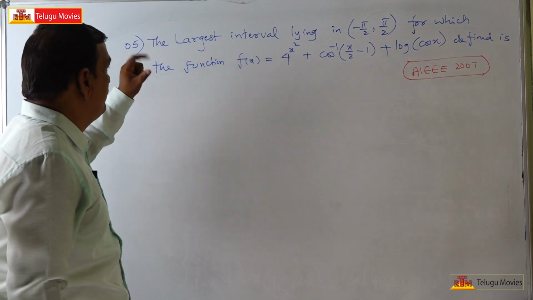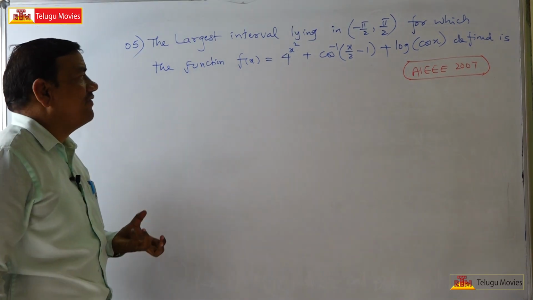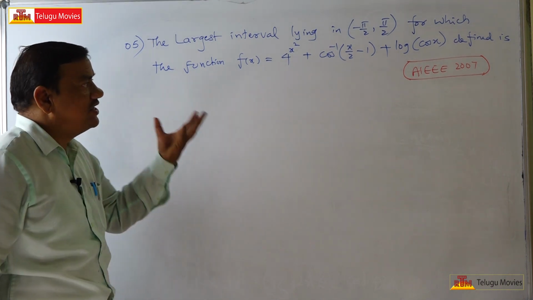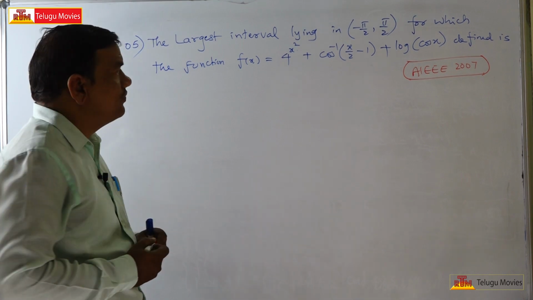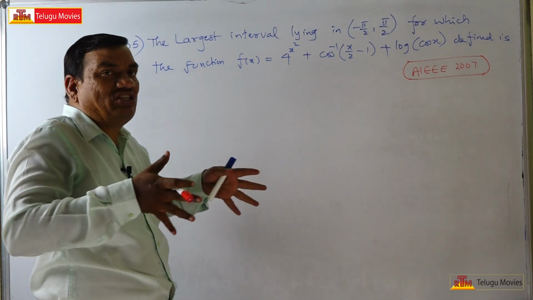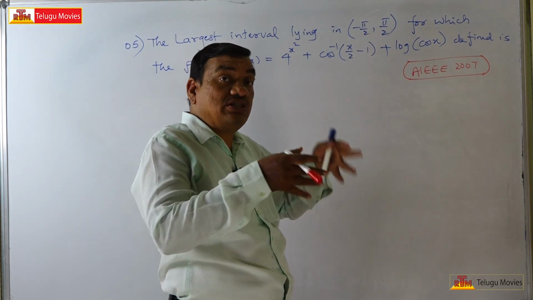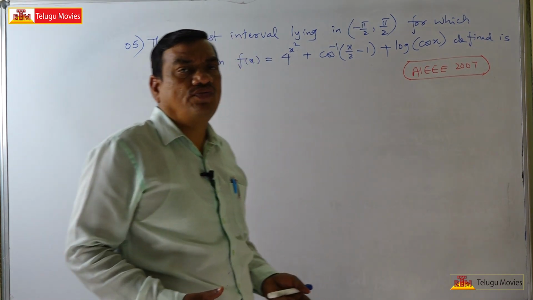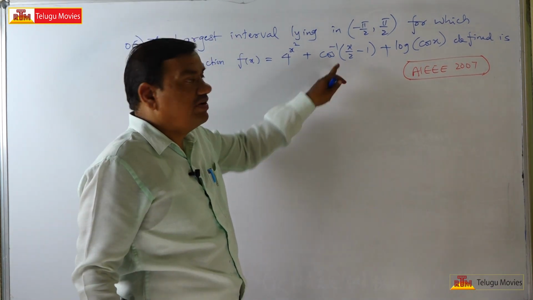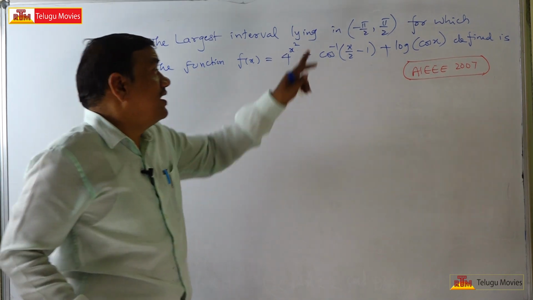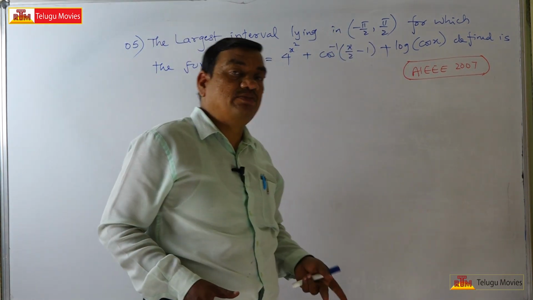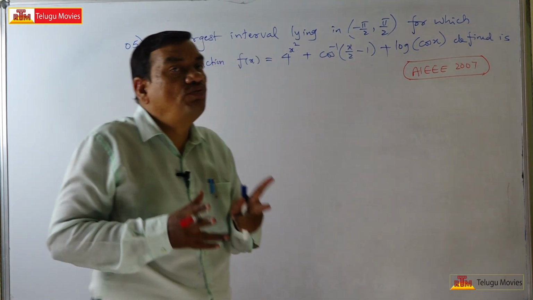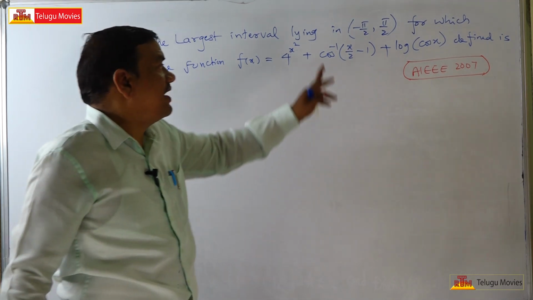Welcome to the fifth problem. The largest interval lying in minus pi by 2 to plus pi by 2 for which the function is defined. We have to find the largest interval lying between minus pi by 2 to plus pi by 2 for which this function is defined. That means we have to find the domain of the given function. The domain should lie between minus pi by 2 to plus pi by 2. If it goes beyond these limits, then we will cut it short.